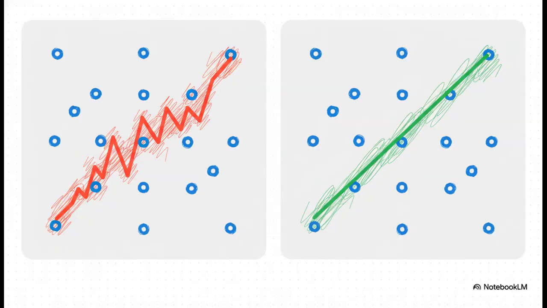Look at that jagged red line on the left. That's overfitting. The model is trying so hard to hit every single data point that it ends up memorizing the noise, not the real trend. Now that smooth green line on the right, that's a much better fit. That's what we're aiming for. A model that captures the general pattern, the signal, without getting all distracted by every little random blip.